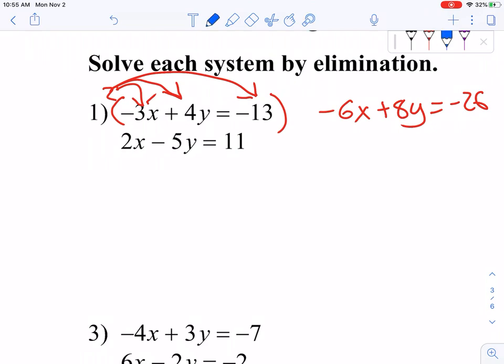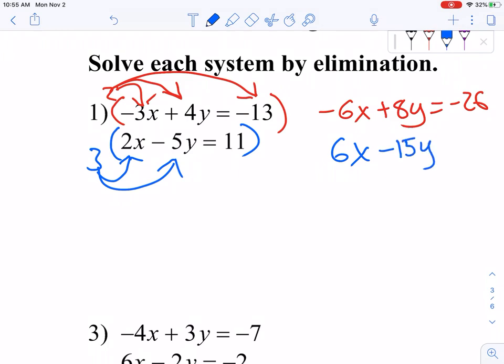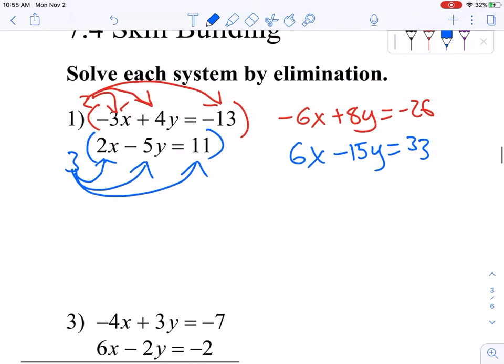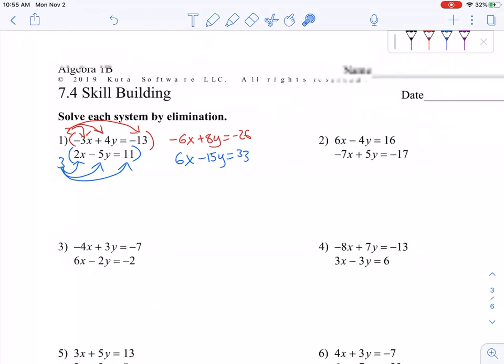For my other equation, I'm going to have to multiply everything by 3, because if I multiply a 3 to this 2, it's going to give me a positive 6x, and that's what I want. I want terms that are going to cancel out. 3 times negative 5y is negative 15y, and 3 times 11 is positive 33. I've now created terms that will eliminate. I could put these equations together vertically and they would eliminate.